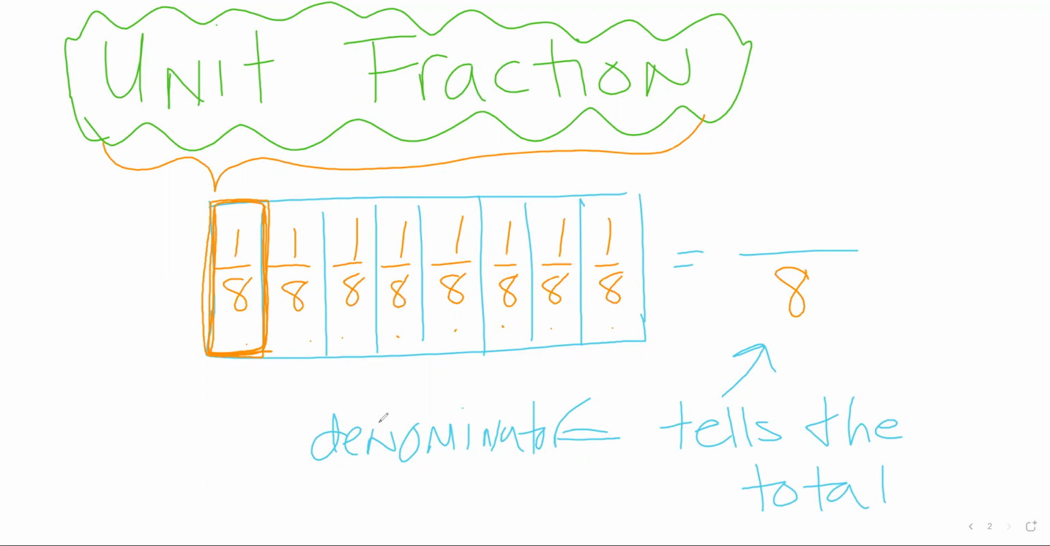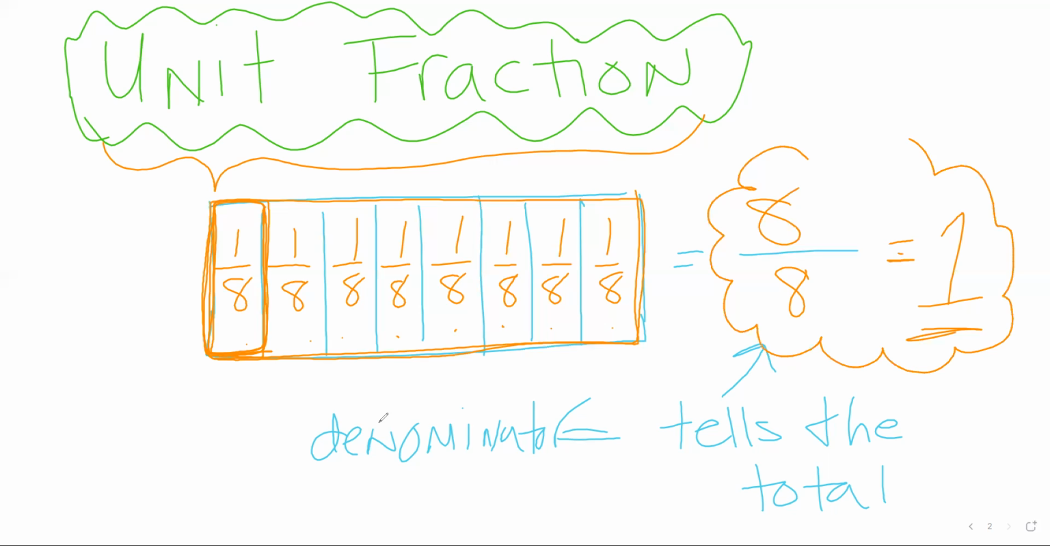Now, when we put them all together, that makes 8 out of 8. And when you get 8 out of 8, you get 1, because if we had all these pieces, we would have one whole rectangle filled. So that would be 1. We'll talk about that in another video, about fractions that are equivalent to 1 and what they look like. As long as you have all of your unit fractions, then you're going to have your whole.